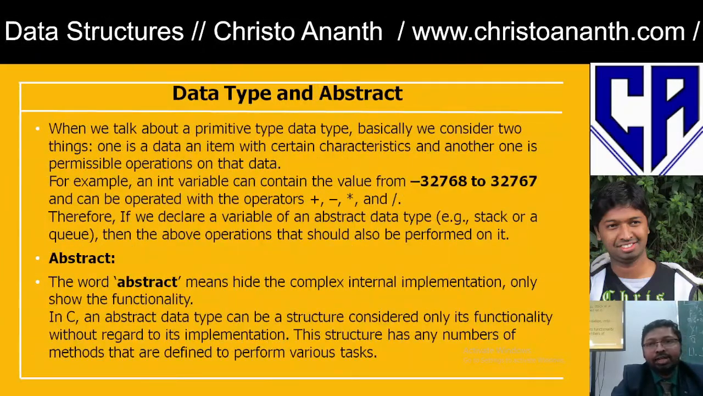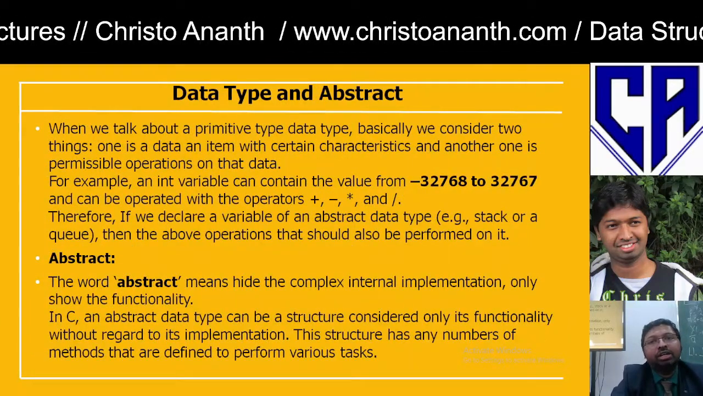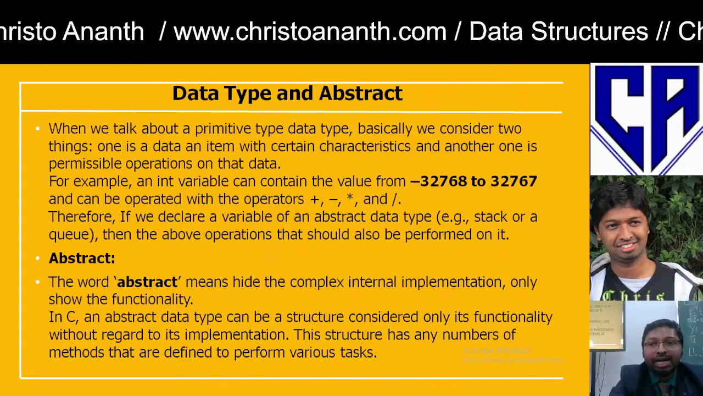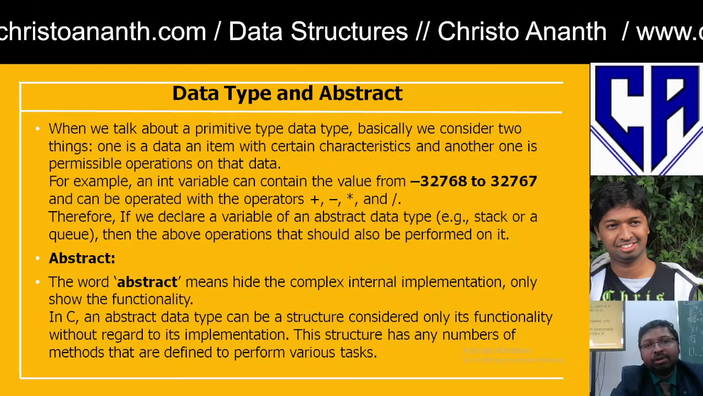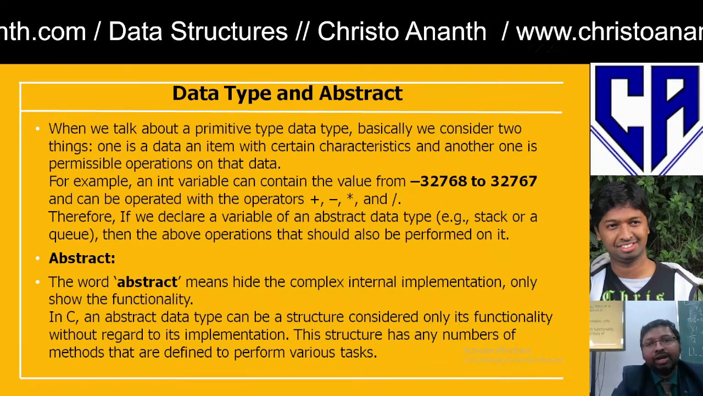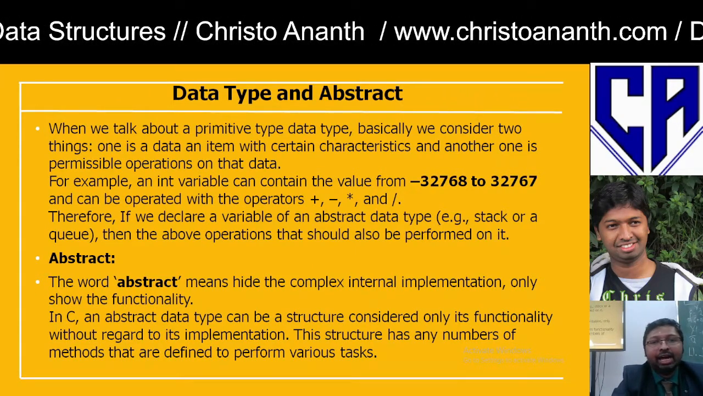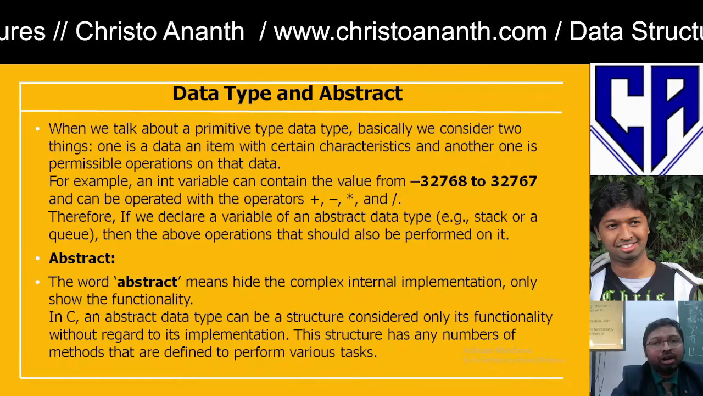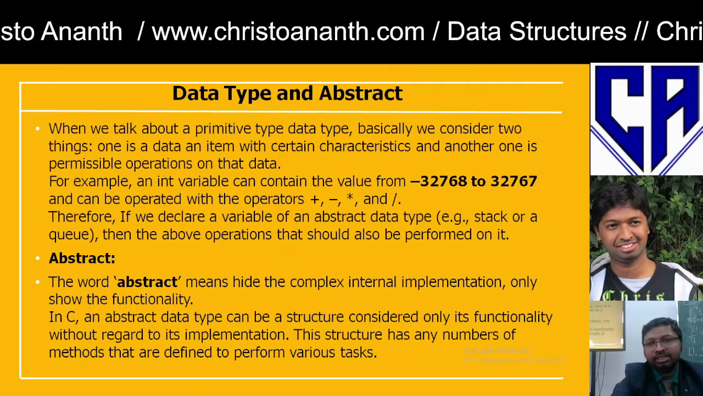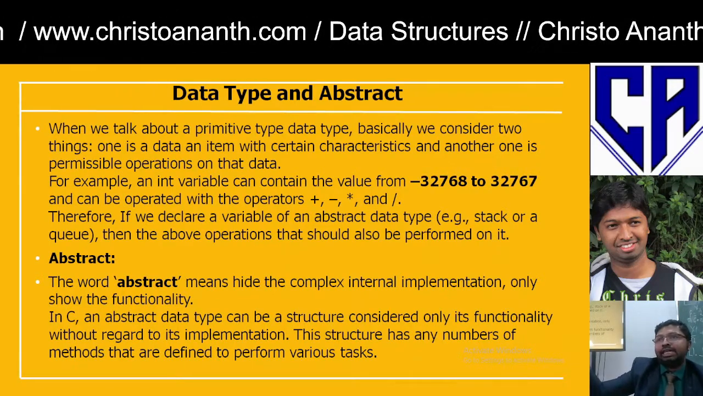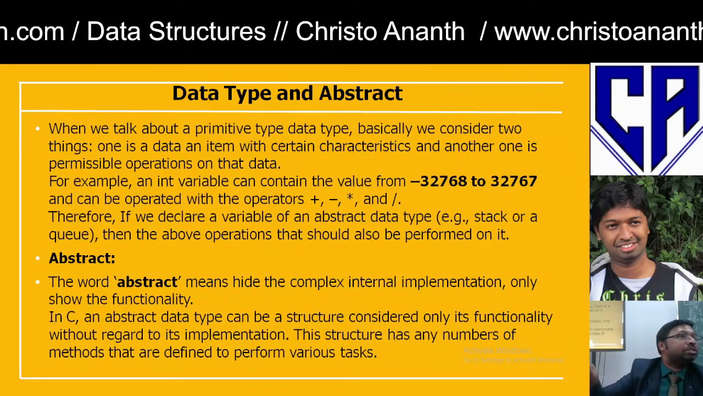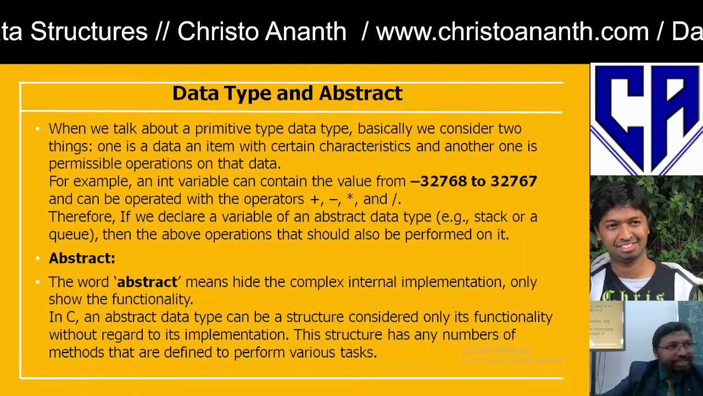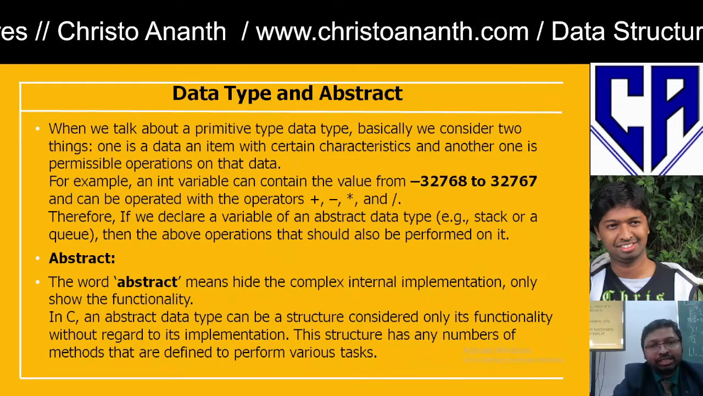So the data type and abstract, maybe with the case of data type, we have primitive data type as well as non-primitive data type. So primitive data type is nothing but a data where an item with certain characteristics and another one is permissible operation on the data. For example, let us take in the case an int variable, integer variable. It can range from minus 32,768 to plus 32,767.